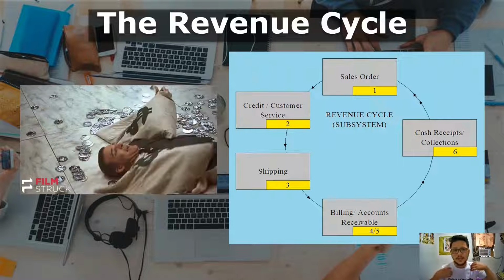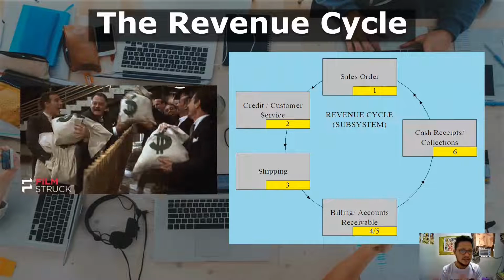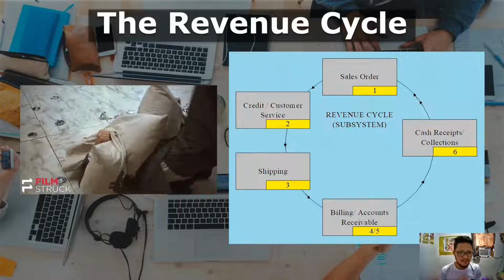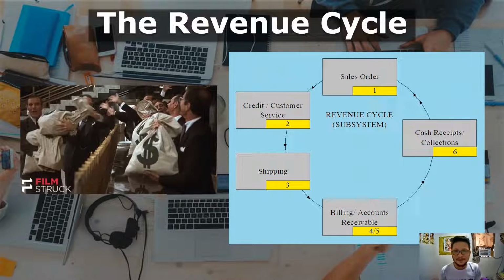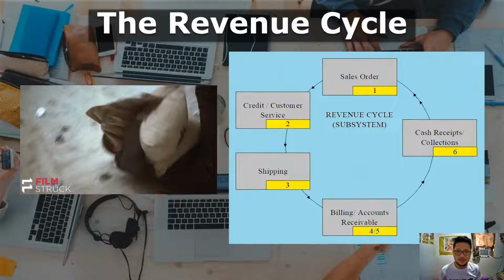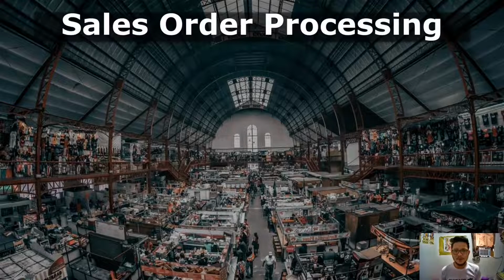Well, actually, the revenue cycle can be divided into 2 phases lang. That is your physical phase and financial phase, whereby the physical phase deals with the handling of the inventory and the financial phase deals with the handling of the cash collections. So with that, let's start with the first one, your physical phase. And the subsystem that is tailor-fit to the physical phase is your sales order processing.